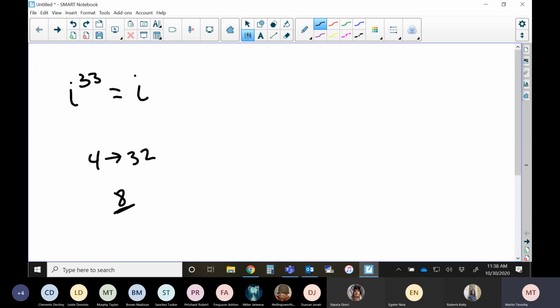I don't care about that. I just care that it gets me to 32, which means there's 1 left over. So that's what this is going to be equivalent to. Whatever the remainder is going to be what your i is, which we said was equivalent to the square root of -1.